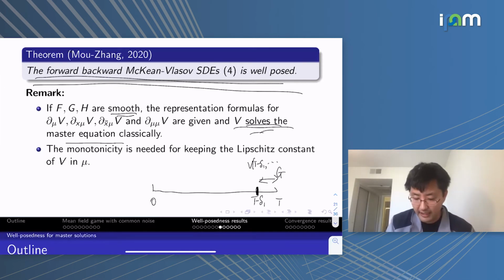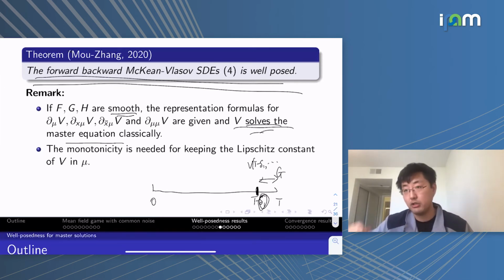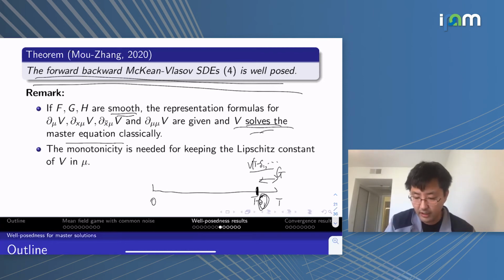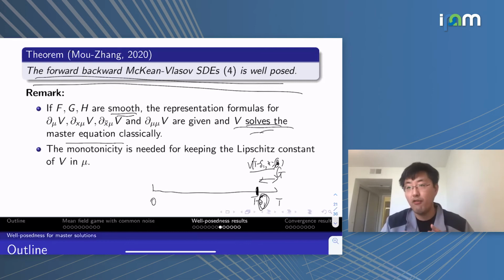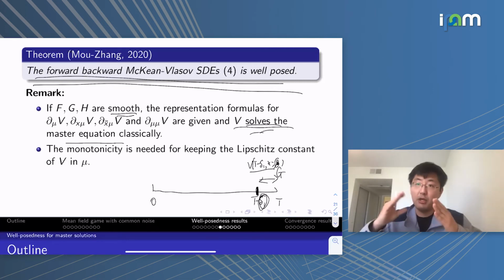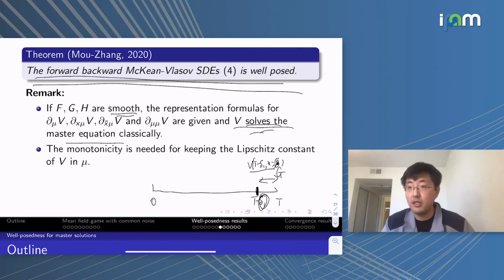But I want to say that this delta 1 actually depends on the Lipschitz constant of this F and G. So it depends on the X and the mu. So we need to use this monotonicity assumption to keep track of the Lipschitz constant in mu. For the X variable, we don't need to use any monotonicity assumptions. Because we keep track of all the Lipschitz constants, this allows us to extend to arbitrary long time.